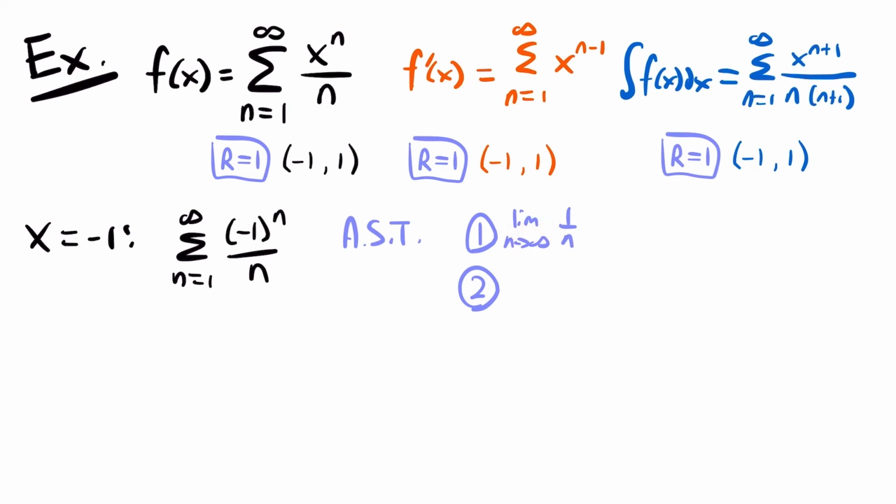And this limit needs to be equal to 0. And in this case it is. The limit as n approaches infinity of 1 divided by n is 0. So that's equal to 0, which checks out.